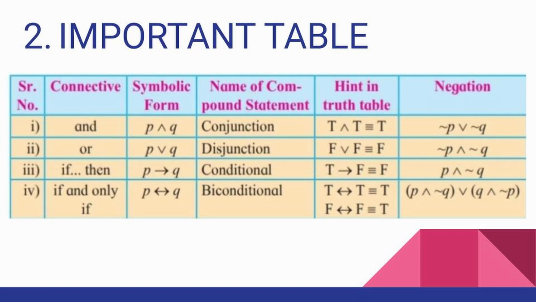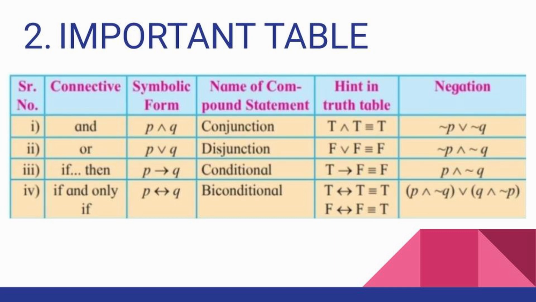Next is our most important table showing logical connectives, symbolic form, name of compound statement and the negation of each connective, and we have given a hint in the truth table. We studied 4 logical connectives, that is our conjunction, disjunction, conditional and biconditional. They have the connectives and, or, if then, if and only if. And we have the symbolic form as follows. And we have the negation for conjunction, disjunction, conditional and biconditional as in the column of negation.